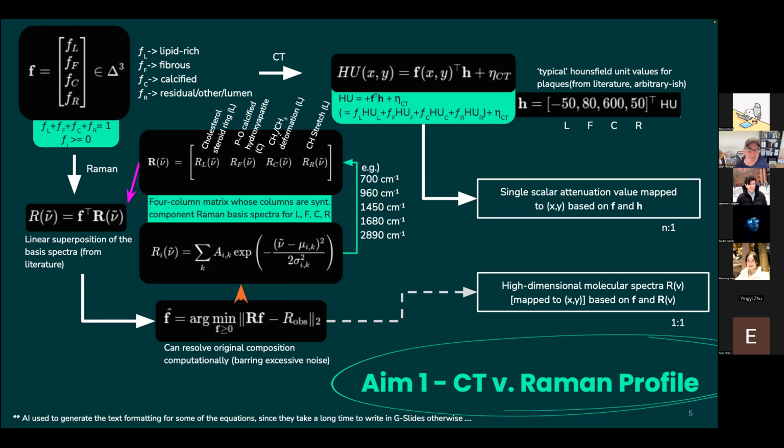Or we could also go ahead and take that information and then do it the other way and extract back out those spectra if we wanted to, using least squares or other linear regression methods. So we have a little bit of a method of going back and forth here, which is a unique strength of this, which could be useful, right? So the final products of this is that we have a single scalar attenuation value mapped to XY based on the F and H values for the CT, and we have a high dimensional molecular spectra mapped to XY based on F and RV.